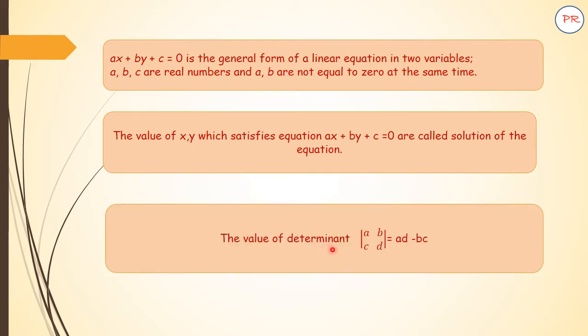The value of the determinant a, b, c, d is equal to ad minus bc. So it will be like this, a into d minus this b into c over here. Just see how this determinant is written.